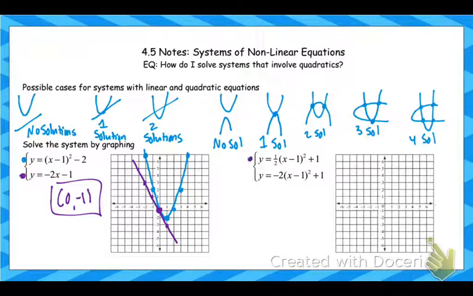To graph that first quadratic, I would need to know the vertex, which is (1, 1). Typically from the vertex, the way we move, we follow the pattern of the parent function. So from the vertex, I go right 1, up 1, right 2, up 4, right 3, up 9. But because this graph has been compressed, I would instead go right 1, up 1/2, right 2, up 2, and right 3, up 4 1/2. So from the vertex, that's how I'm going to move. And then I'm going to do the same thing on the other side because I have an axis of symmetry.